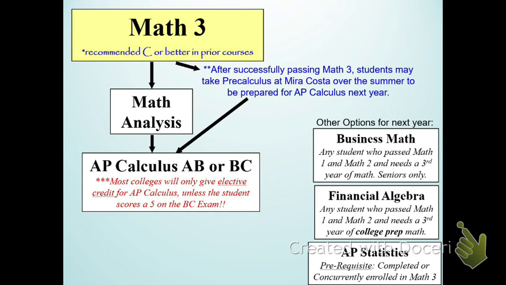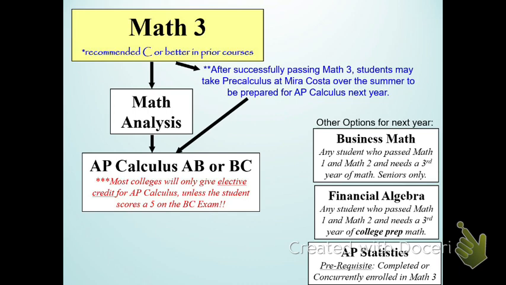I do want to let you know a little bit about where your child is in this sequence. So Math 3 is the first course that's not required for graduation. Students do need 3 years of math, but Math 3 is the first in a sequence toward college preparatory higher level mathematics. It is recommended that students have received a C or better in prior courses to be successful in Math 3, because most of the information that we learn in Math 3 is heavily dependent on material that they should have mastered in Math 1 and Math 2.